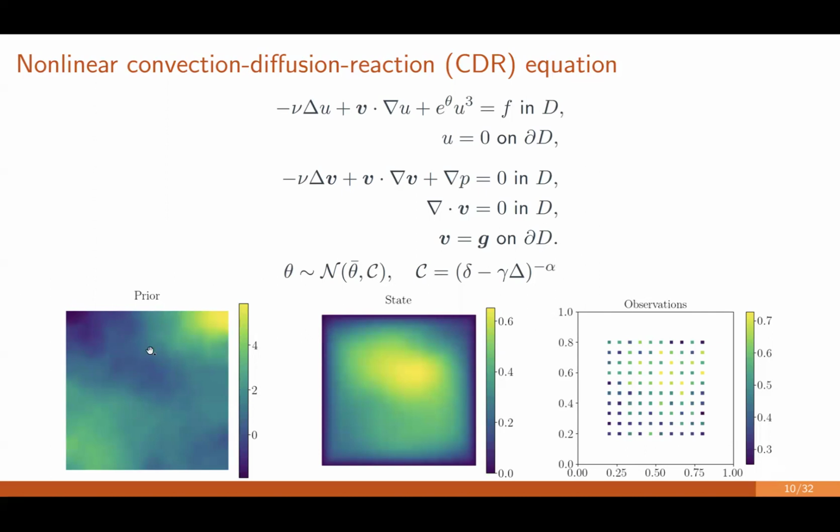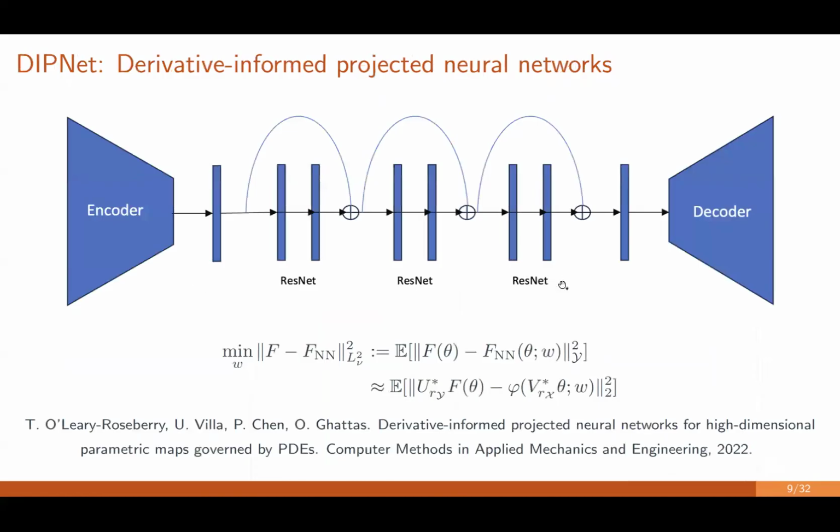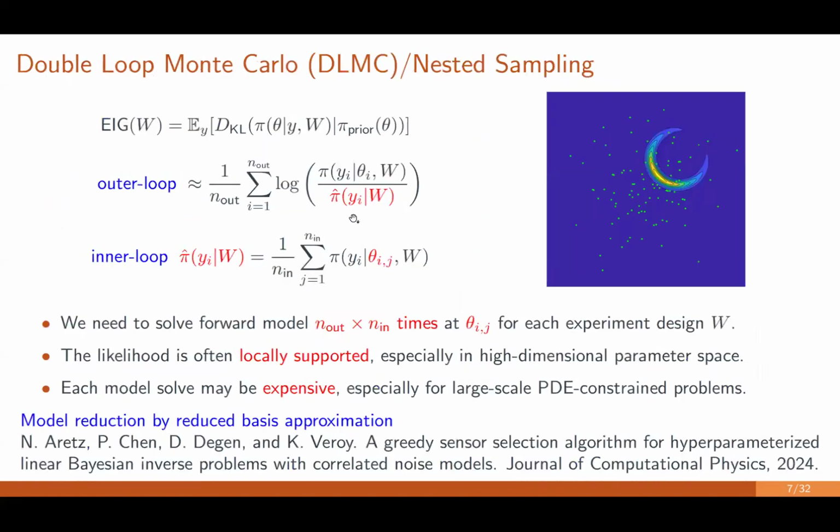So let's say here we have one of the prior samples, and this is our solution, the state variable, where the velocity field comes from a solution of the steady state Navier-Stokes equation, and we have a certain number of observations, like here about 100 observations, right? So we want to select a certain number of sensors from it. If we directly apply this neural network input-output map to compute this EIG, we can simply plug in our observables F in the likelihood function, then we can evaluate this double loop Monte Carlo.